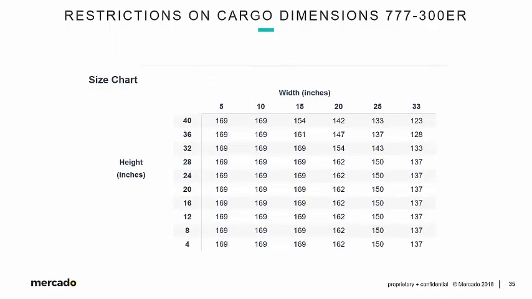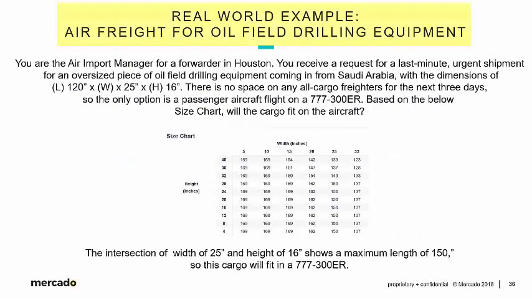Let's move on for a quick example, which is entitled Air Freight for Oil Field Drilling Equipment. You are the air import manager for a forwarder in Houston. You receive a request for a last-minute urgent shipment for an oversized piece of oil field drilling equipment coming in from Saudi Arabia with the dimensions of a length at 120 inches, width at 25, and the height of 16. Clearly, this is a longer piece that isn't too wide or too high.